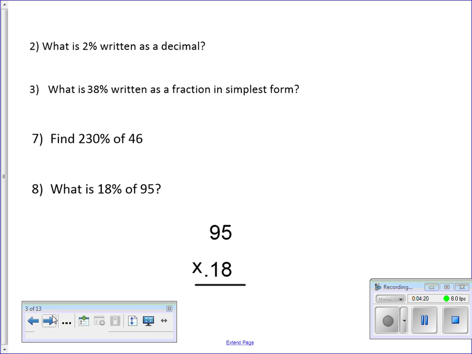Let's take a look at the other questions on here. Number 2, what is 2% written as a decimal? Well, a percentage, remember, is out of 100. 2% is 2 out of 100. And if you think about this, how do I say this? Well, I say it as 2/100ths. If I'm going to write 2/100ths, it's 0.02.